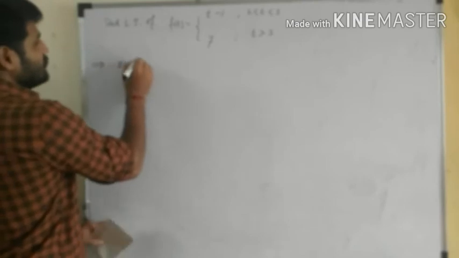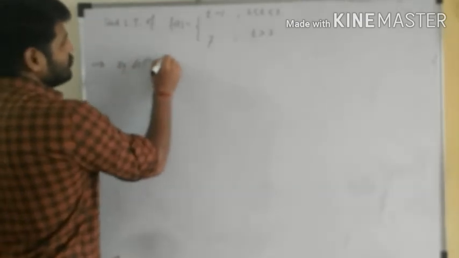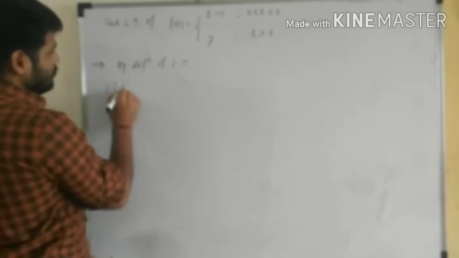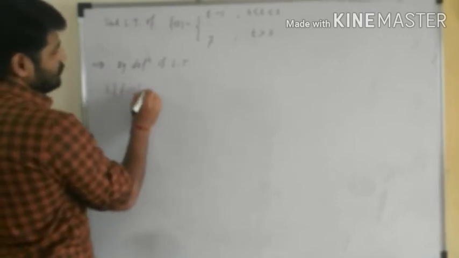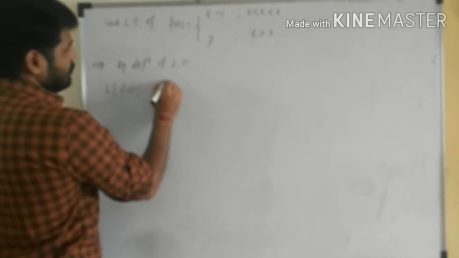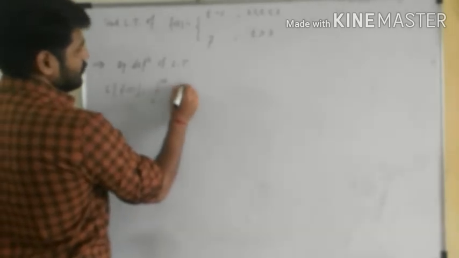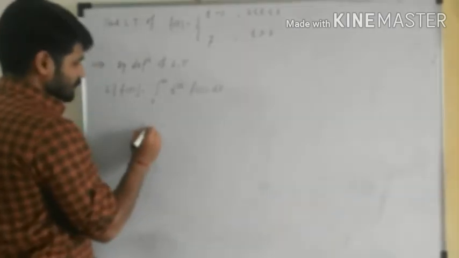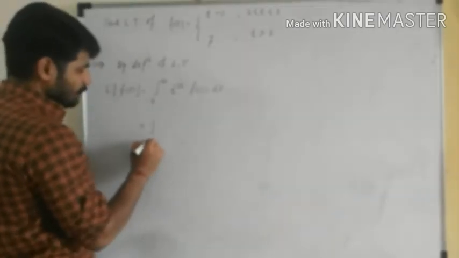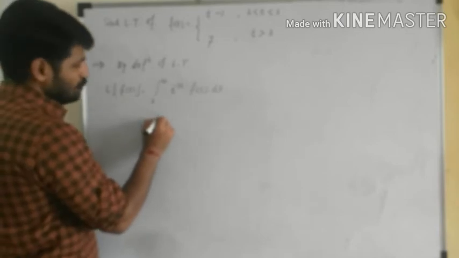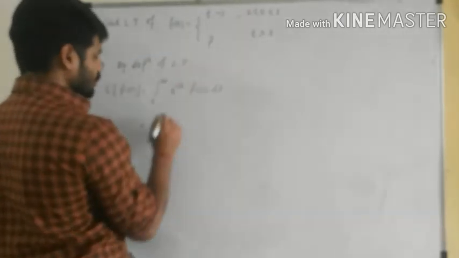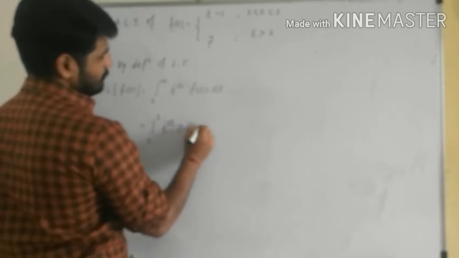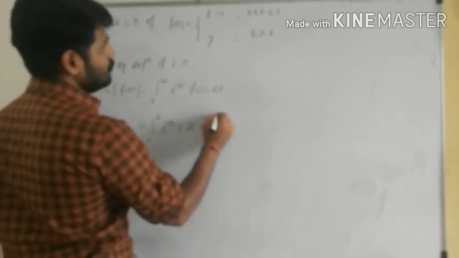So again by definition of Laplace transform, Laplace transform of f of t is equal to integral from 0 to infinity e raised to minus st f of t dt. So this can be written as integral from 0 to 2. In that interval the function is not defined, so we get e raised to minus st into 0 into dt, plus the second is 2 to 3.